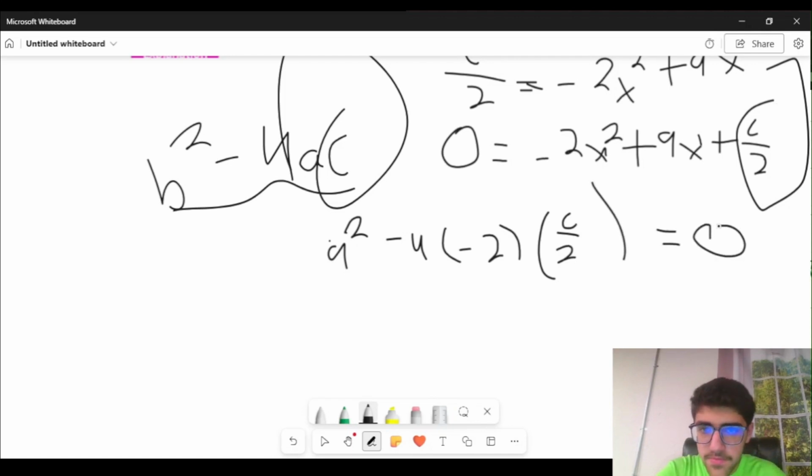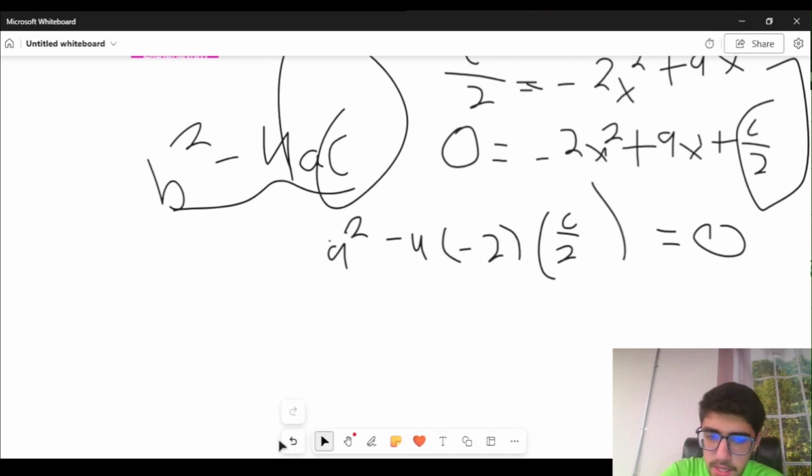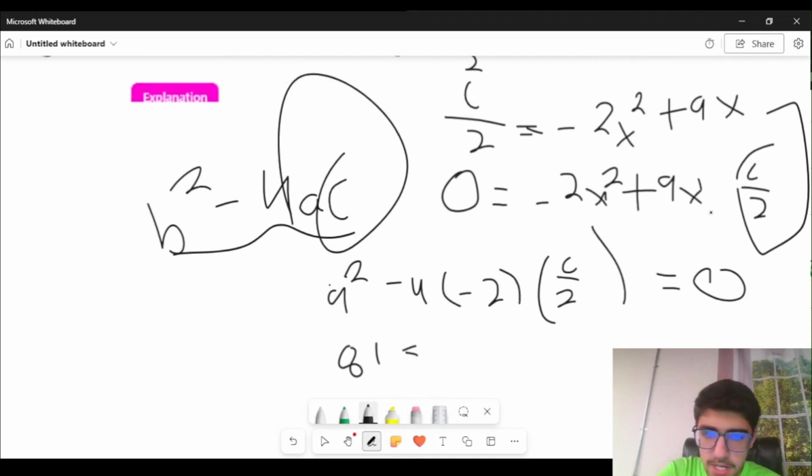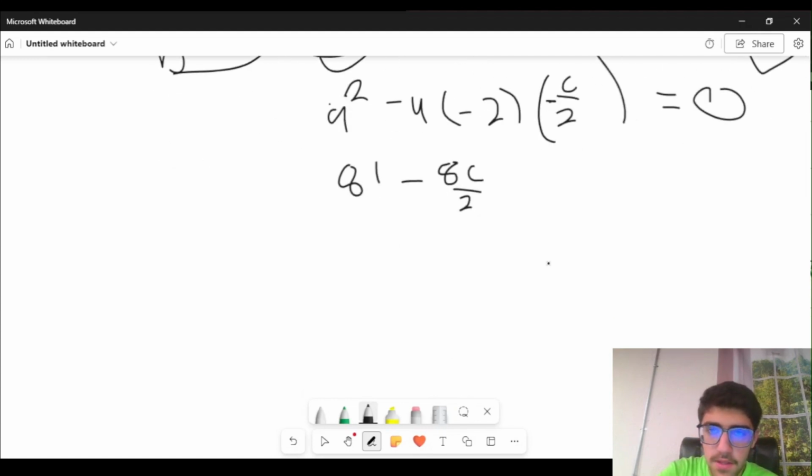Now let's just solve for c. This is just using the basic skills from the algebra domain. So 9 squared is 81 equals minus, we get negative 4 times negative 2. And sorry, I just noticed a mistake. C over 2 is supposed to be negative because we moved it from this side to that side, so we subtracted it. So negative c over 2 times negative 2 times negative 4 gives us negative, because there are 3 negatives. So minus 4 times 2 is 8, c divided by 2.